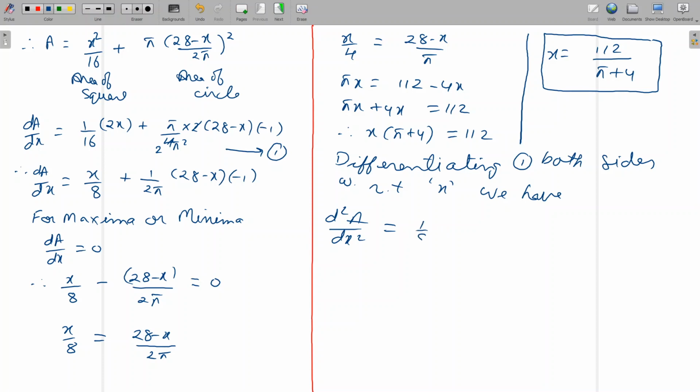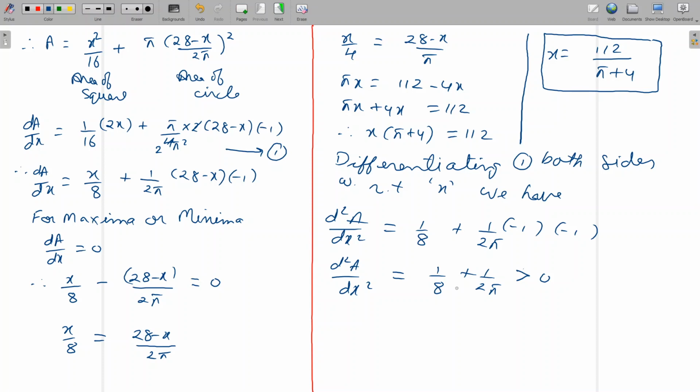So we will be getting 1 by 8 plus 1 by 2 pi, that is also constant, and 28 minus x. So difference of 28 is 0 and difference of minus x is minus 1. So minus 1, and here also we are having minus 1. So overall we are getting d square A by dx square equal to, this will give us 1 by 8 minus minus plus 1 by 2 pi, and this is greater than 0.